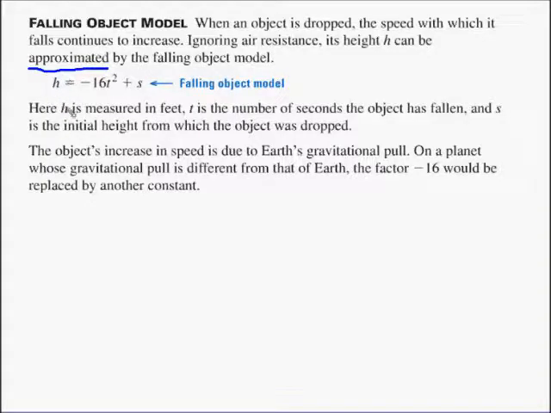So we're going to try to figure out what the height is, and we're going to use the formula negative 16t squared plus s. Here, h is measured in feet, t is the number of seconds the object has fallen, and s we're going to use to represent the initial height from which the object was dropped. The object's increase in speed is due to the Earth's gravitational pull. So on a planet whose gravitational pull is different from Earth, the factor negative 16 would be replaced by another constant.